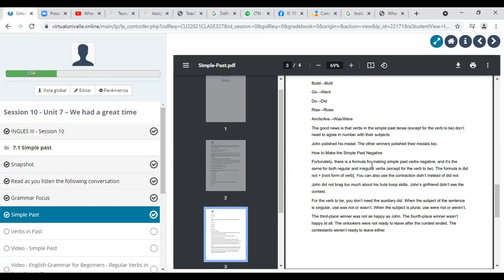John's girlfriend didn't see the contest. For the verb to be, you don't need the auxiliary did. When the subject of the sentence is singular, use was or wasn't. When the subject is plural, use were or weren't.